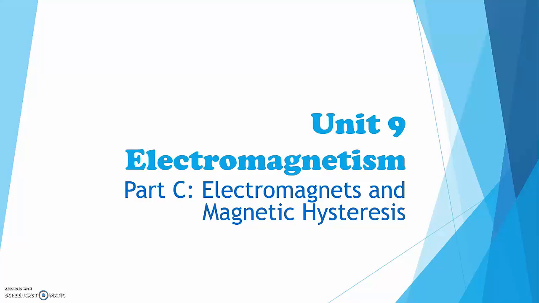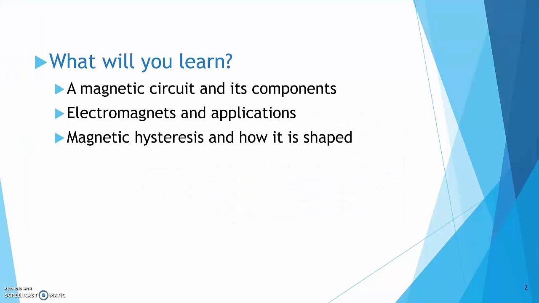Welcome to Unit 9, Part C, Electromagnets and Magnetic Hysteresis. In this video, you'll learn about a magnetic circuit and its components, electromagnets and applications, and magnetic hysteresis and how it is shaped.